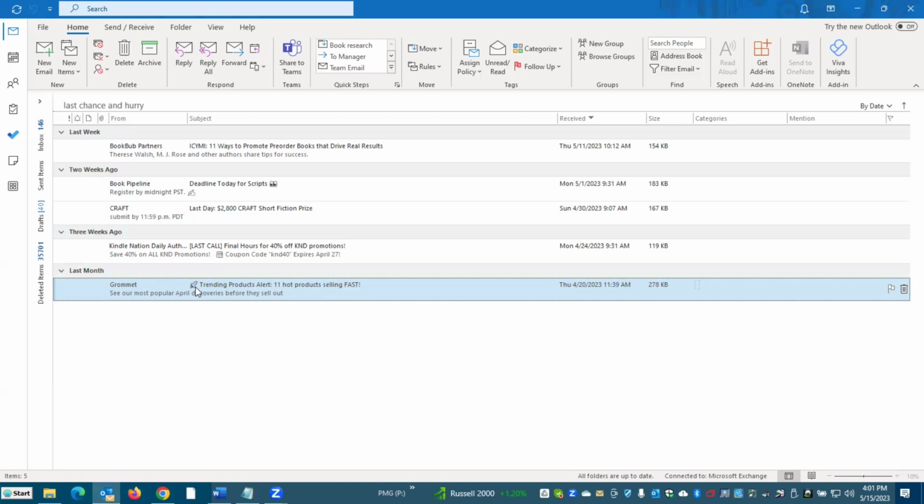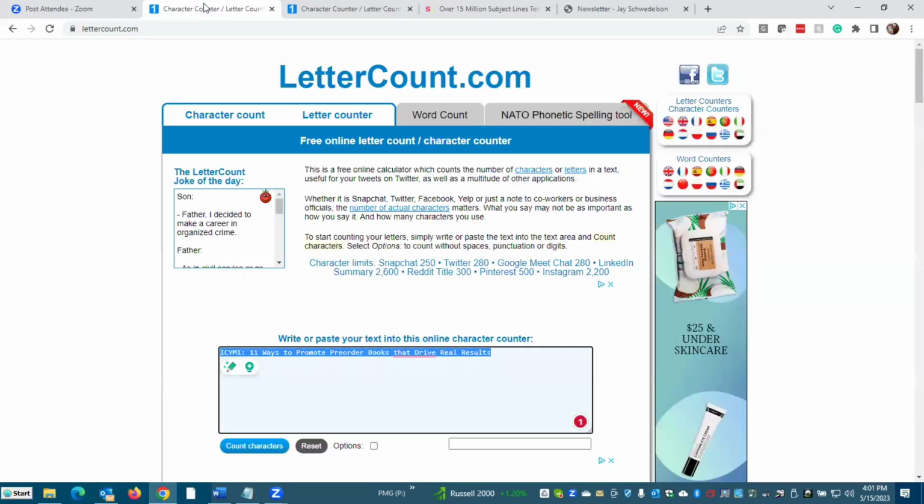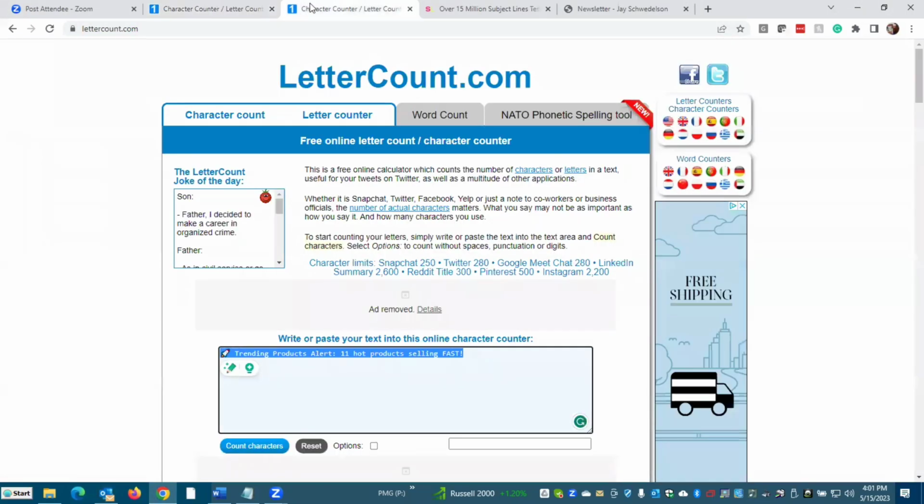But I think that's pretty effective. Now you might be looking at it going, isn't it long? Because it's like the second longest one. So actually I'm going to show you another tool that I use, which is a character counter. I actually have it over here. So lettercount.com. This is free. I use this for so many things.